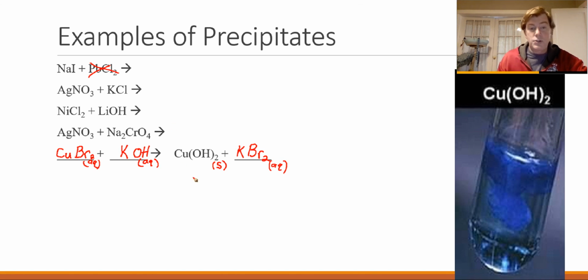So this is how you use those rules. We'll use it to predict stuff. We'll use it to test things out and find out what things are made of. So I'm going to eventually give you an unknown, and you're going to run a bunch of stuff, look for precipitates and other things, and that'll let you identify exactly what was in that bottle.